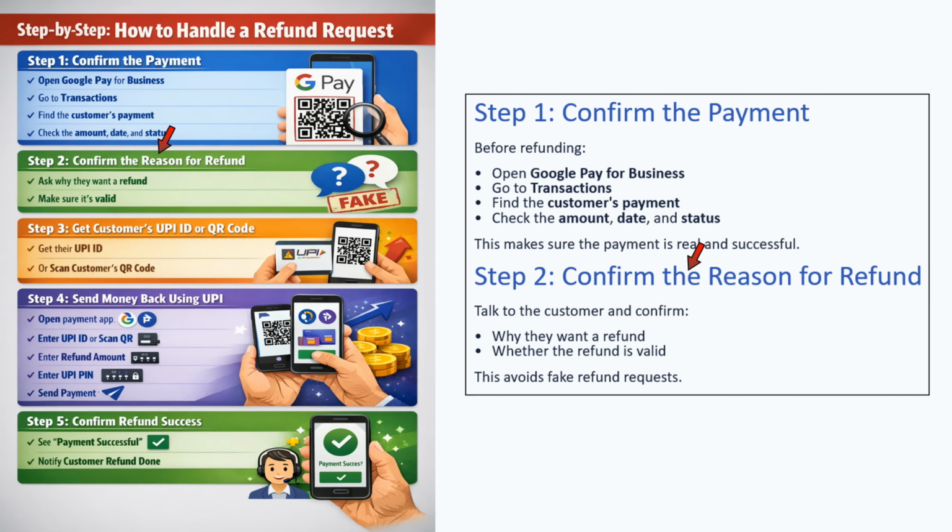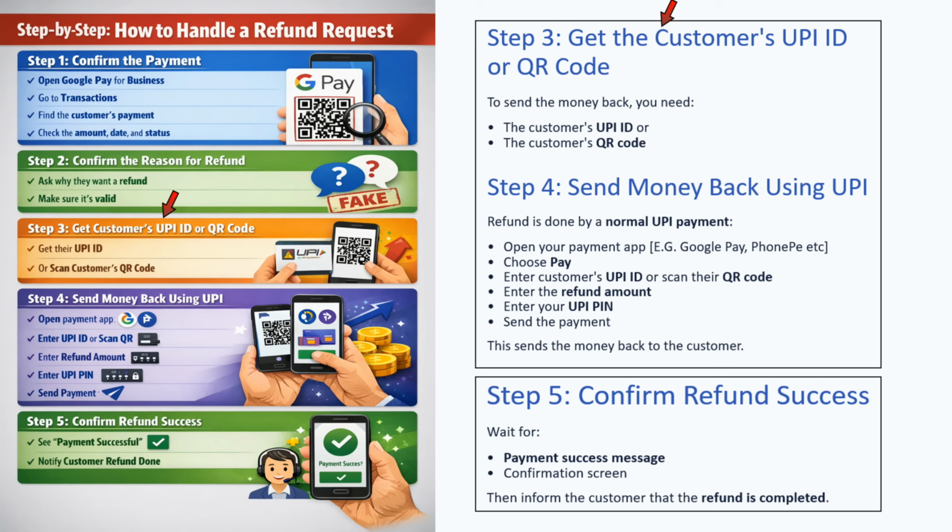Step 2. Confirm the reason for the refund. Talk to the customer and confirm why they want a refund, and whether the refund is valid. This avoids a fake refund request. Step 3. Get the customer's UPI ID or QR code. To send money back, you need the customer's UPI ID or the customer's QR code.